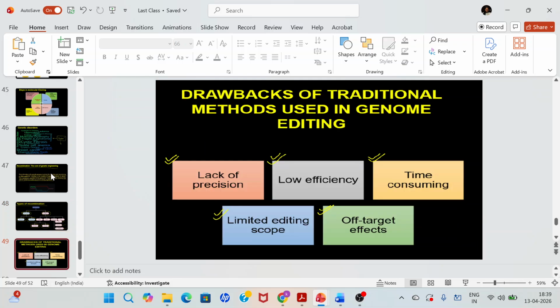Drawbacks of traditional methods used in genomics are lack of precision, low efficiency, time consuming, and limited editing scope. Off-target effects can also be seen if the gene has not been inserted properly.